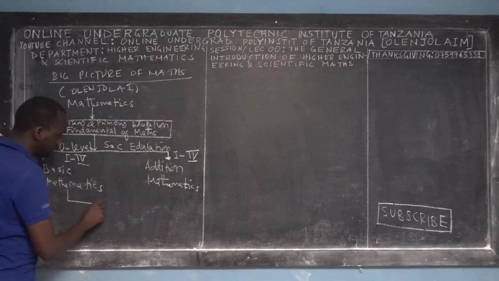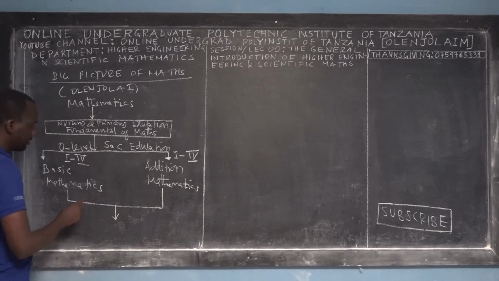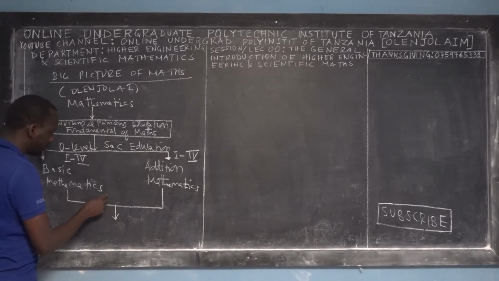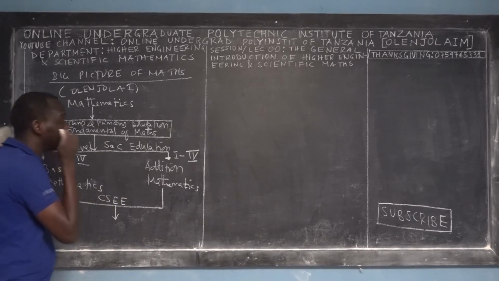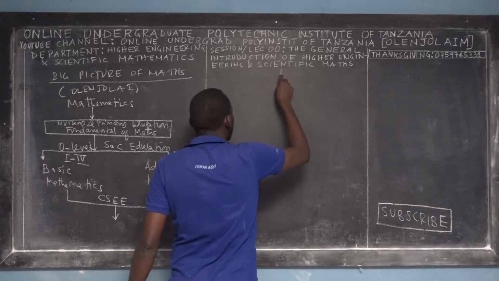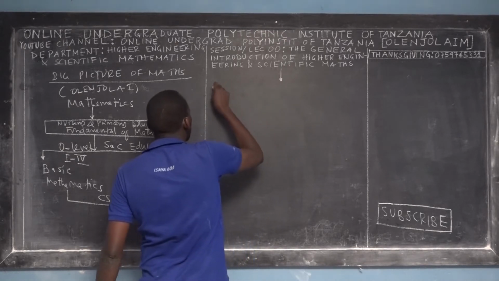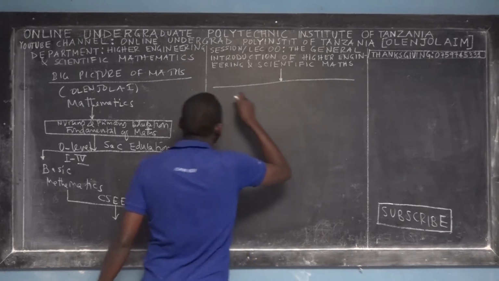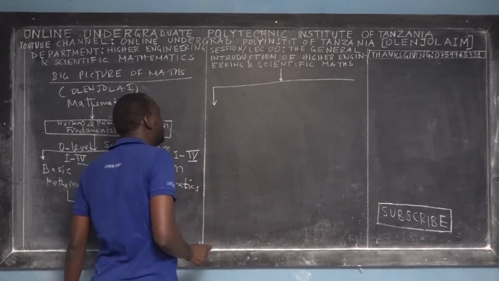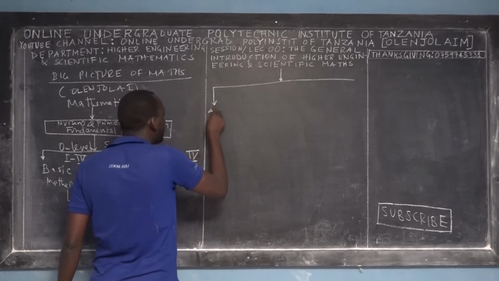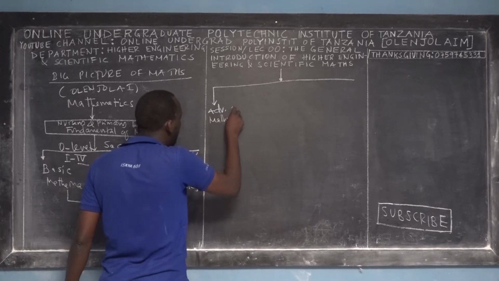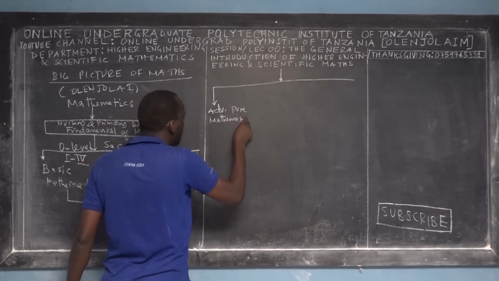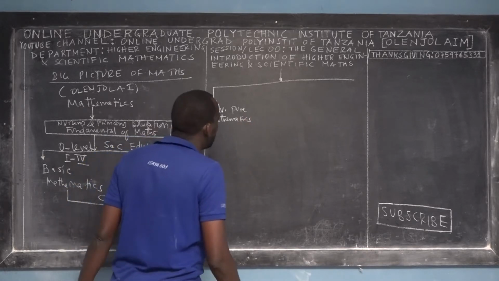So after you graduate from these two levels with the Certificate of Secondary Education Examination, there are three routes we can take. The first one, you can go to advanced level and learn a mathematics subject that we call advanced mathematics, or advanced pure mathematics.